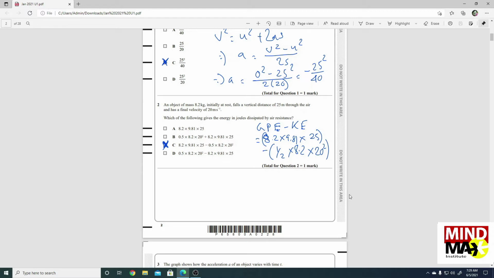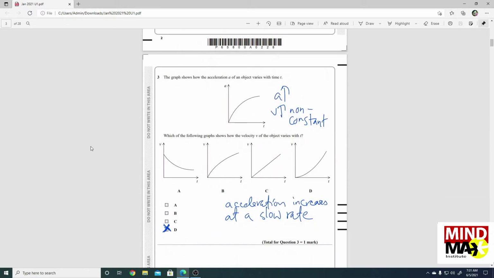So we subtract the kinetic energy from the GPE. That will give us the energy dissipated by air resistance. So GPE minus KE. GPE was 8.2 into g, which is 9.81, and height was 25, minus half mv squared, which gives us the kinetic energy, half into 8.2 into 20 squared. That's what we got here. Okay, let's move on to question number 3.